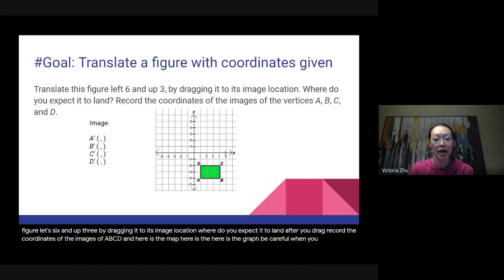Be careful when you drag. I tried to make the pictures in a way that allows you to drag it, but the lines might confuse you. So use the boundaries of the picture to help guide you every unit across.